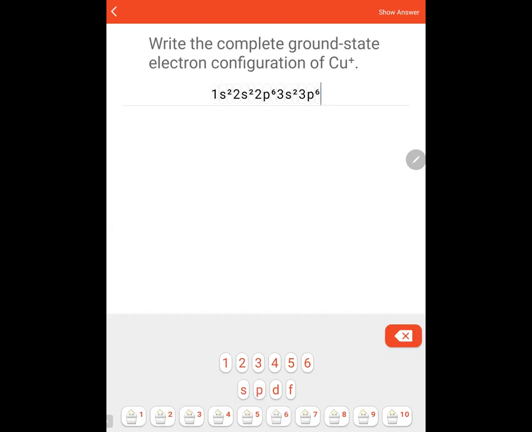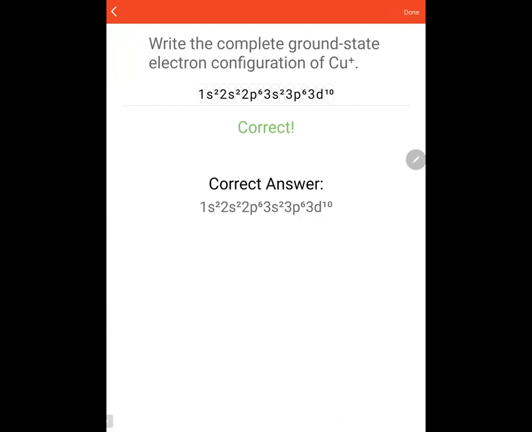And here we are, 3p. And so instead of 4s2, we're going to go 3d10. There we go. So this is a tough one where we're looking for those energy efficiencies in that D orbital, which can be tricky.